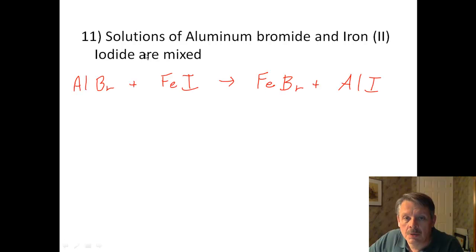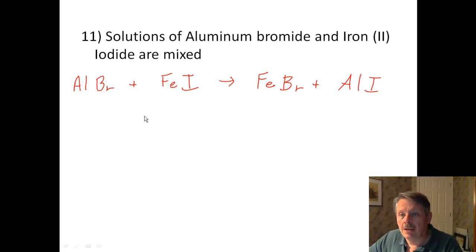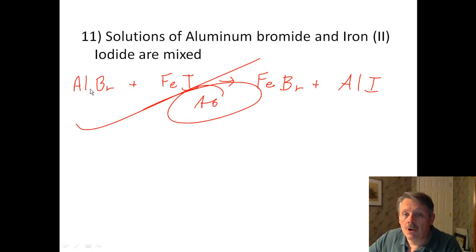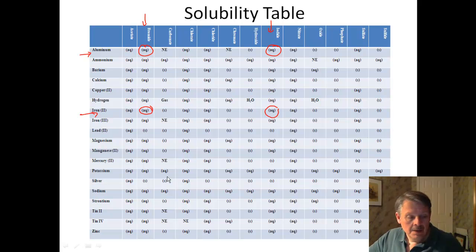And my other one is iron iodide. Which iron is it? Iron 2. So it's iron 2, and it's iodide. So we come down here. So we have iron 2, and we have iodide. So what do they become? Well, they become aluminum iodide, and they become iron 2 bromide. And they are all aqueous. So since they're all aqueous, no reaction happens. So we can skip number 11. All right, we have 3 more to do, 12, 13, and 14.